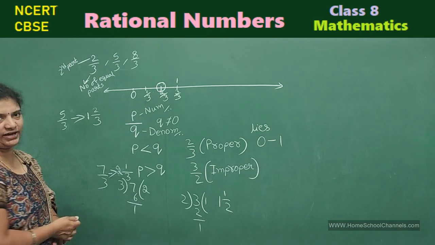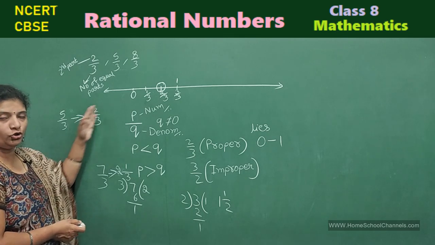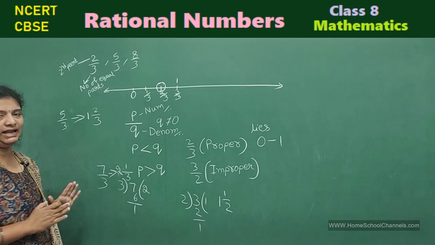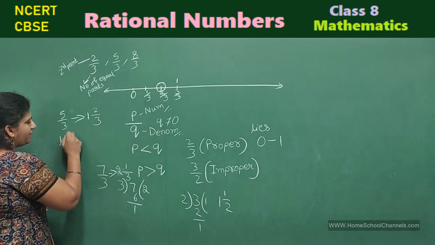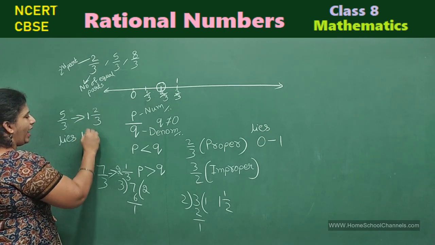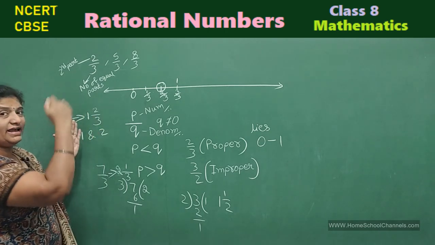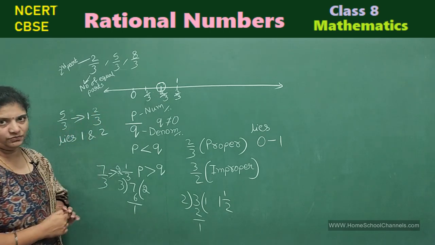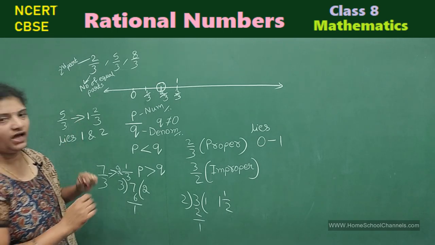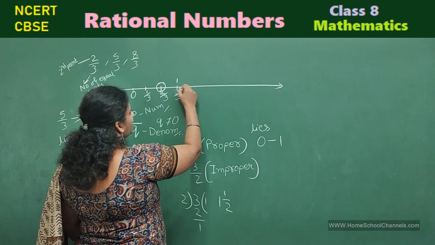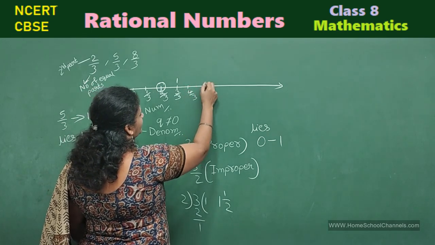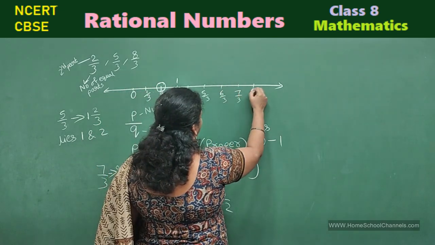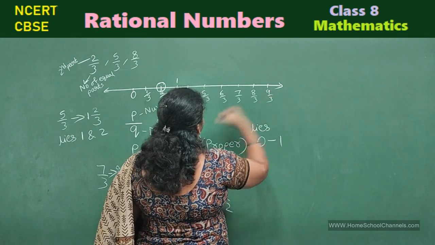Now here itself you can see 1 whole 2 by 3. 1 whole 2 by 3 means 5 by 3 lies in between 1 and 2. Okay. So next, how you are going to represent this? Similarly, you can go with 4 by 3, 5 by 3, 6 by 3, 7 by 3, 8 by 3, 9 by 3 like this.